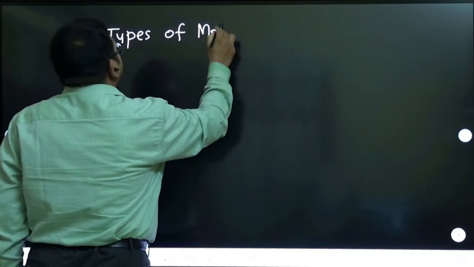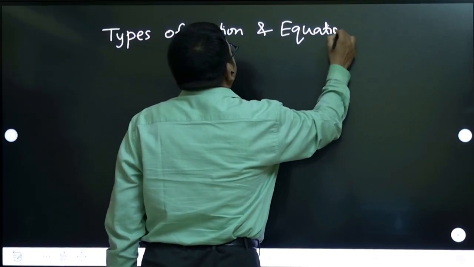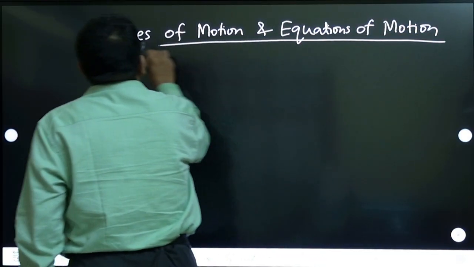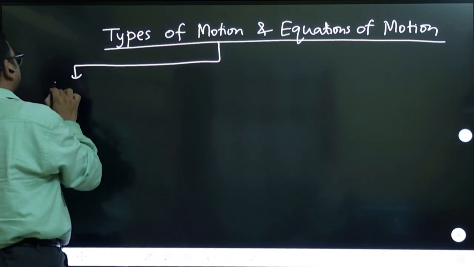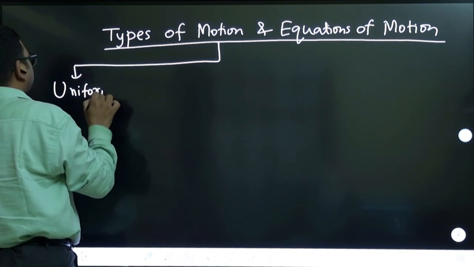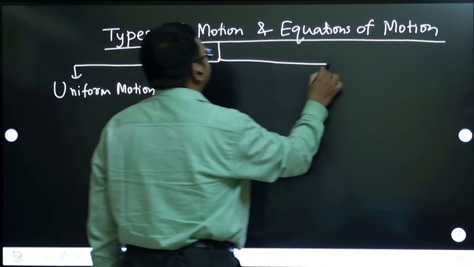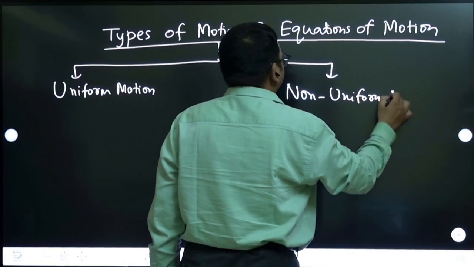Okay, so first we will discuss the types of motion and various equations of motion. So basically, there are two types of motion. One is called uniform motion, and another is called non-uniform motion.